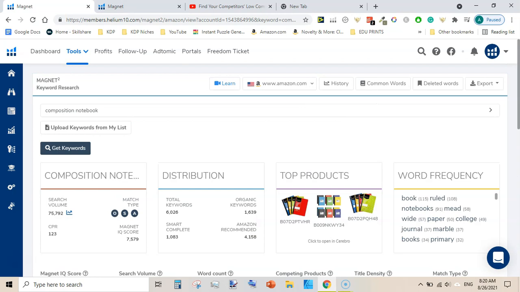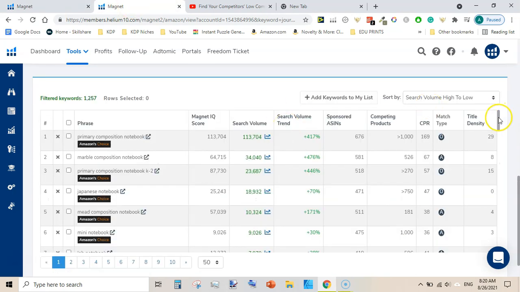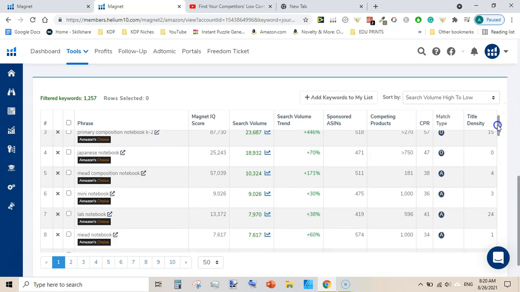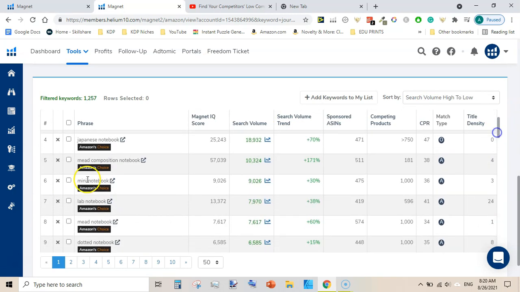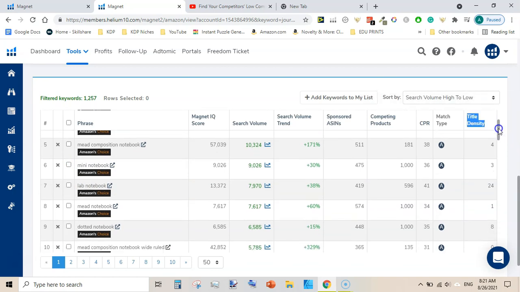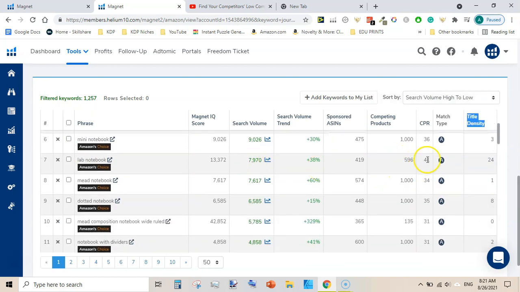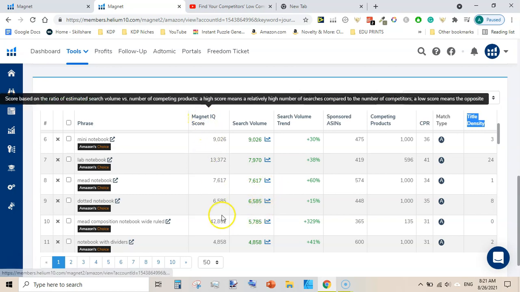These may be quite the same as composition notebook, as the niche is almost the same. A no content niche, mini notebook, 1000 competing products, and search volume is very high. So you can create a notebook of 4 into 6 inches and name it mini notebook in the title or subtitle. Lab notebook, very good search volume and very few competing products. Dotted notebook, just 1000 competing products and search volume is very high. That's why the Magnet IQ score is high as well.